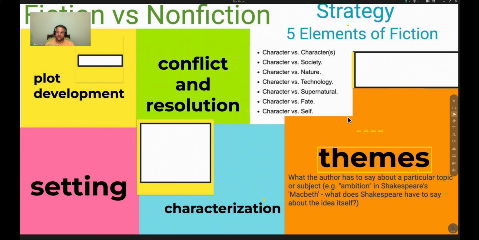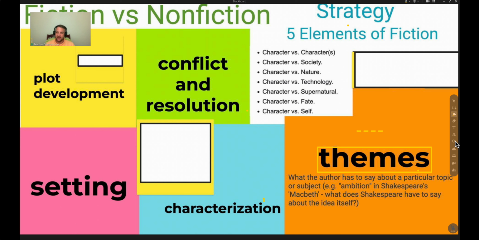With themes, the first thing we want to understand is that it's not just a subject or topic like ambition, but it's actually what the author has to say about that topic or subject. For example, in Macbeth by Shakespeare, we want to decide from the text what exactly Shakespeare is saying about the subject, ambition. Throughout the play, we find out that Shakespeare is communicating that ambition is a bad thing, that like a cancer, it can eat you from the inside out and it can destroy your life.